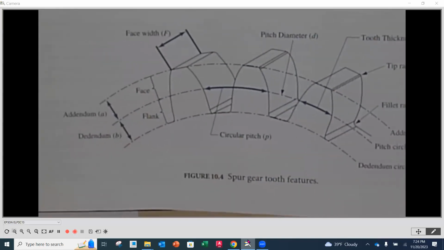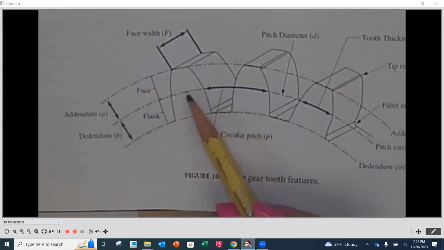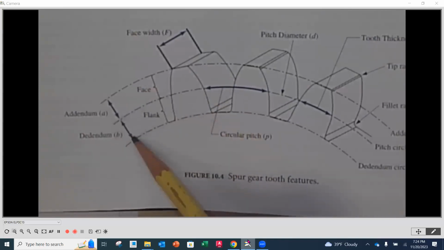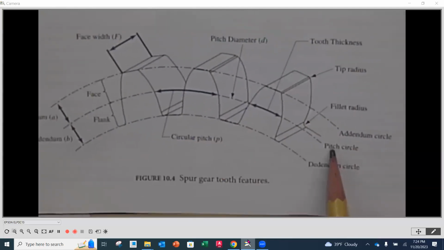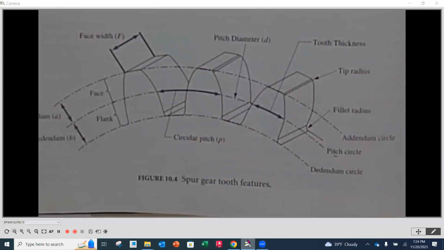Okay, and you'll see that right here. So from this center line circle down to the bottom of that tooth, that's called the dedendum. The addendum is then the top portion, to the top of the tooth. Now this circle that runs along here is called the pitch circle. The pitch circle is really important to gears. It's what we call the effective diameter. It's the point of engagement where one gear is going to be pushing up against the tooth of the next gear.